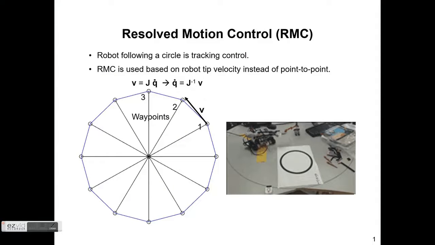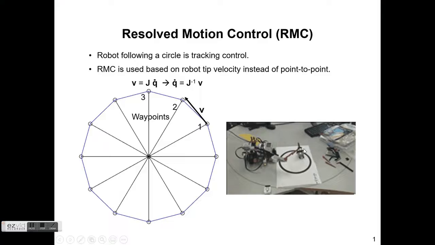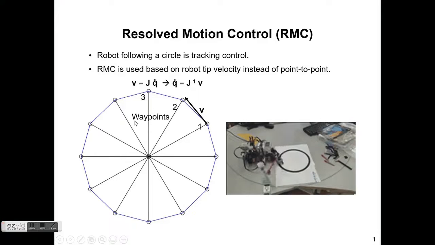Okay, today we're going to talk about resolved motion control for path tracking control. Like what you see here, the robot is following a circular path. So in this control, the path, which is a circle, is divided into a number of points. These are called the waypoints.